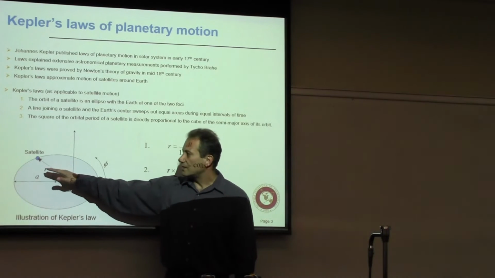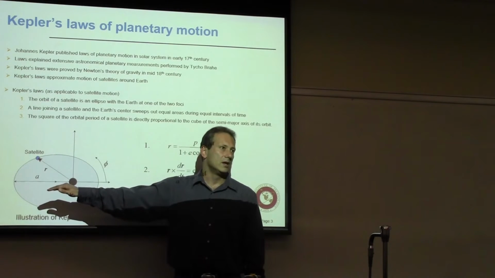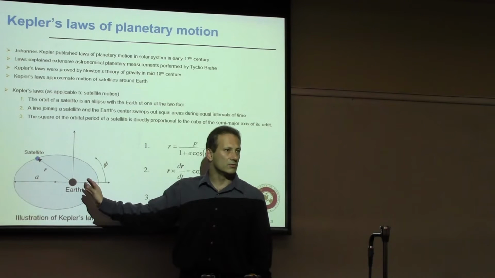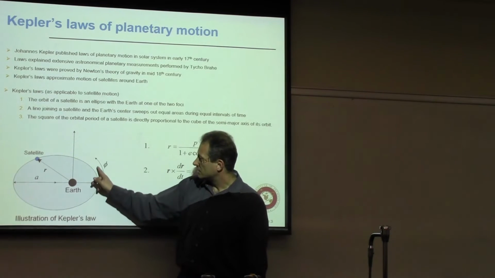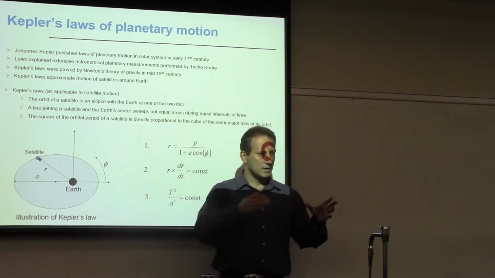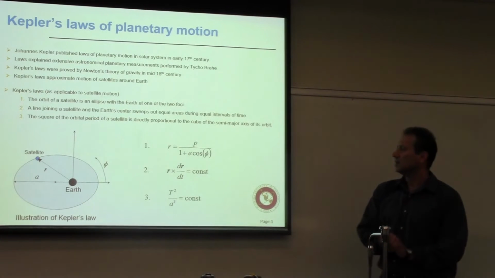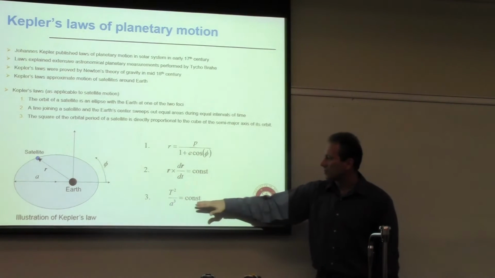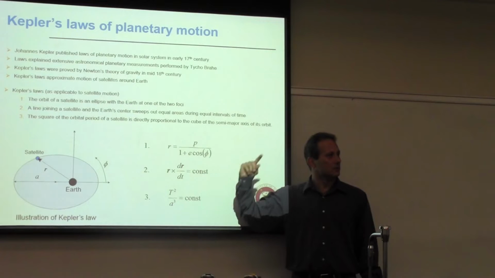So when the radius vector is larger, that means the satellite needs to move slower. And when the radius vector is smaller, which means when the satellite is closer to the Earth, the velocity of the satellite is larger. So in these areas here, the satellite moves faster. In these areas here, the satellite moves slower. But the area swept by the radius vector remains constant over time. So that's the second Kepler's law.